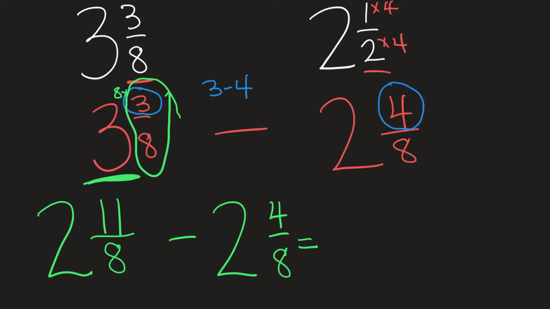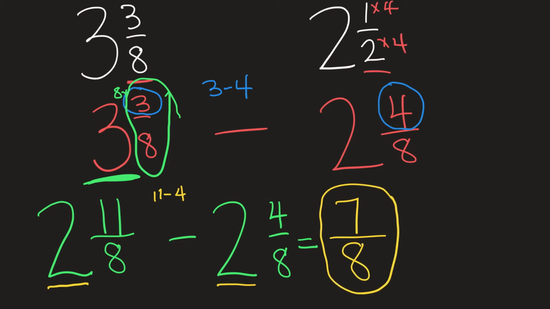Now, can I take 4 away from 11? Yes, I do have enough. So I can subtract. Start with my whole number. 2 minus 2 is 0. So I don't have to write anything. You don't have to put the 0 there. You can just subtract your fractions. So 11 minus 4 is 7, and the denominator stays the same. So 3 and 3/8 minus 2 and 1/2 is 7/8.